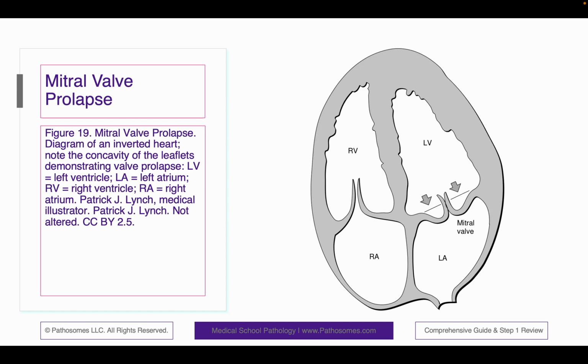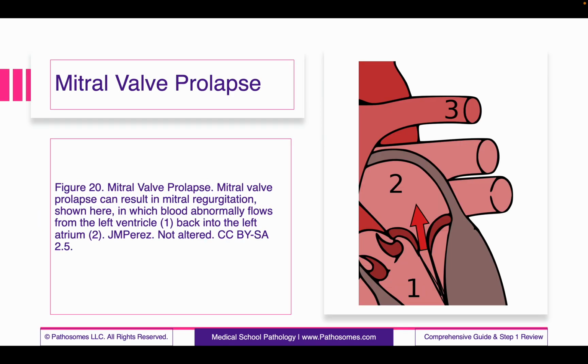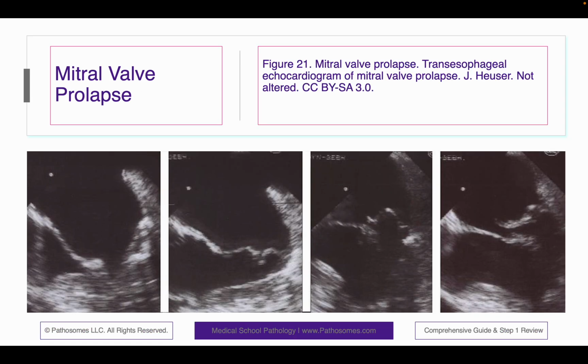Now, regarding mitral valve prolapse, here's a diagram of an inverted heart. And note the concavity of the leaflets, demonstrating what it looks like for a valve to be prolapsed. And here's another cartoon representation of mitral valve prolapse. Note the blood abnormally flowing from the left ventricle back into the left atrium. And here's a transesophageal echocardiogram showing mitral valve prolapse.